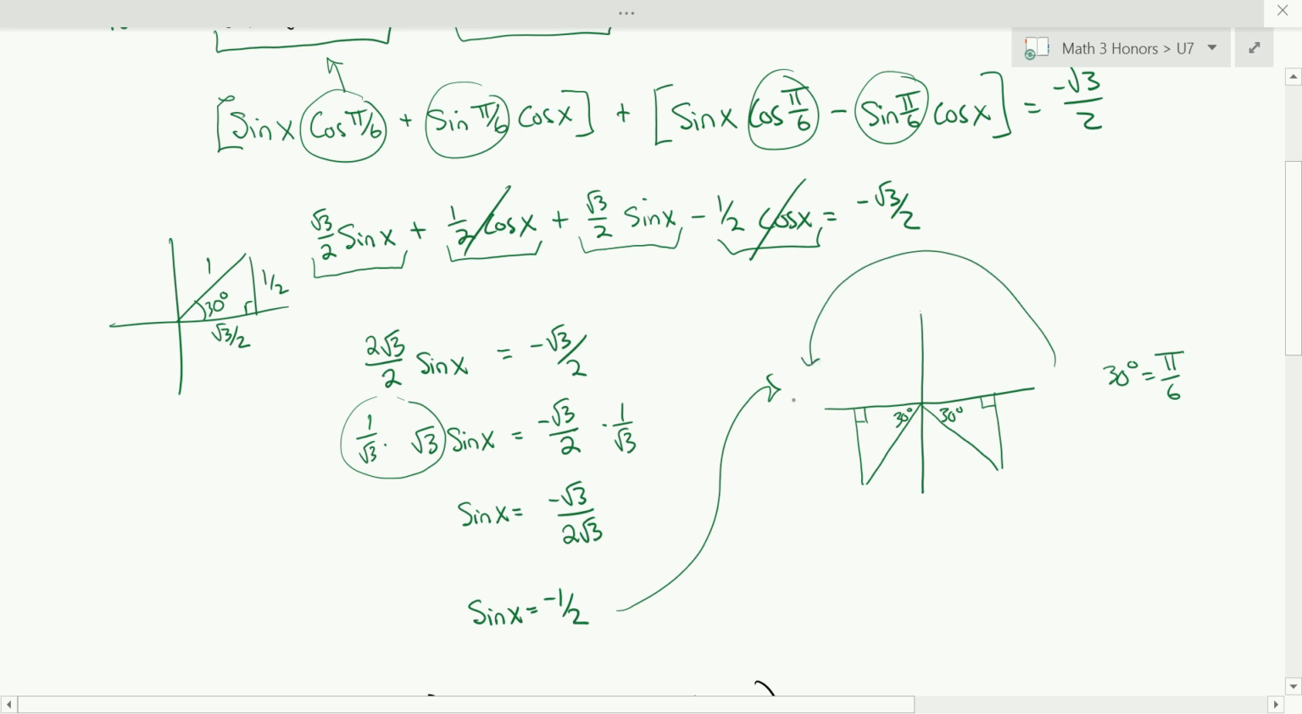Half a circle is 6 pi over 6. So if we go an additional pi over 6, we get 7 pi over 6. A full circle is 12 pi over 6. So if I go back pi over 6, I get 11 pi over 6. So our answer is x is 7 pi over 6 and 11 pi over 6.